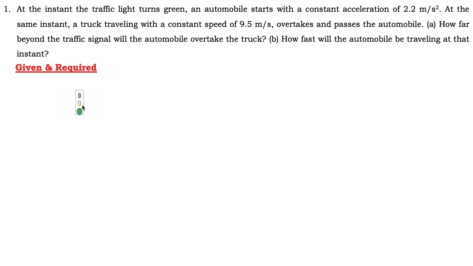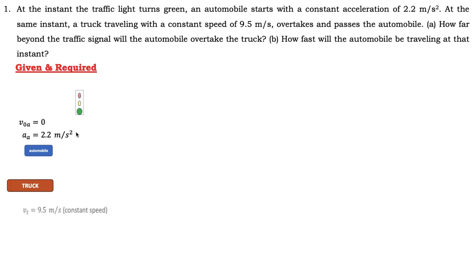This is the traffic light turning green, an automobile, and a truck. The initial speed of the automobile is 0. We can write V0A equals 0, and the acceleration of the automobile, we can write AA equals 2.2 meters per square second.